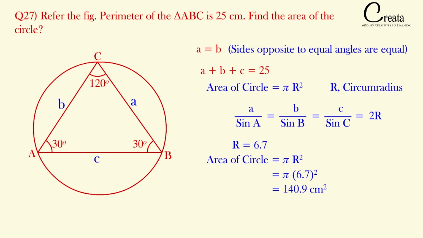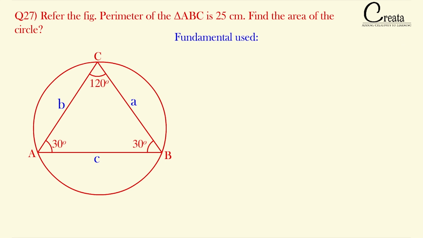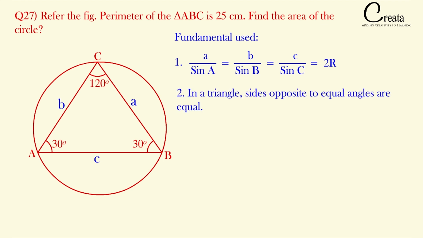So the fundamentals that we have used in solving this question are, the first fundamental we have used is our relation, that is a upon sin A is equal to b upon sin B is equal to c upon sin C is equal to 2R. The second fundamental that we have used is that the sides opposite to equal angles are equal. So based on these fundamentals, we have solved the question. Let's move to the next question.